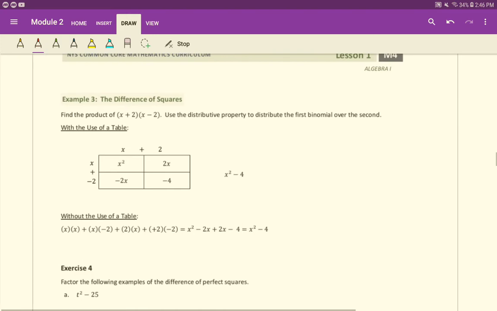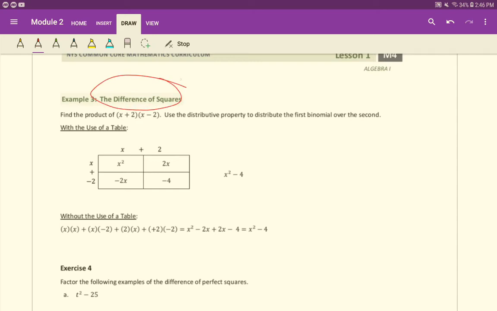And we're going to continue looking at multiplying polynomials here in a very specific case that's called a difference of squares. So we're asked to find the product of x plus 2 times x minus 2, and we're going to use the distributive property to distribute the first binomial over the second. Okay, so we're going to multiply. So you can see here they already did the strategy using the table method, so that's one way to do it, just to help organize.